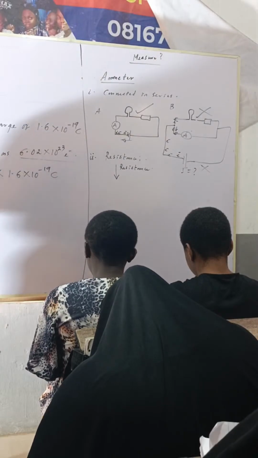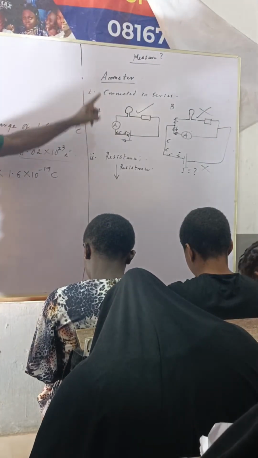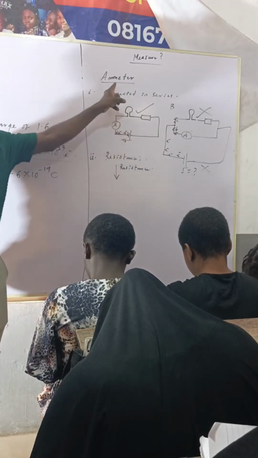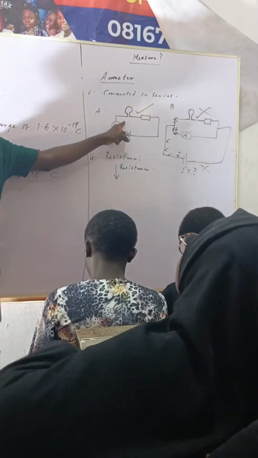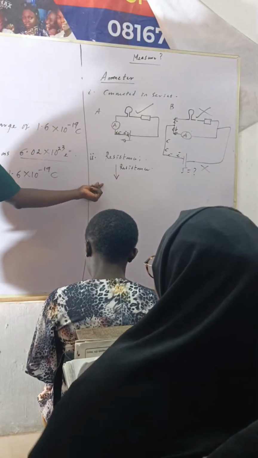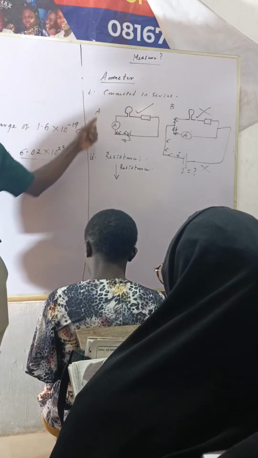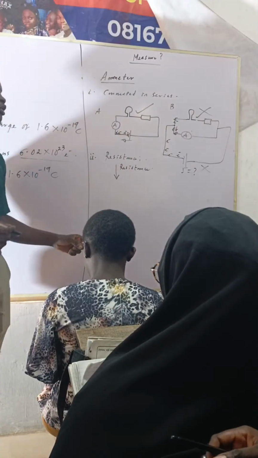Is that okay? These are questions they can ask you about the ammeter. First thing is, what is the ammeter used for? It is used to measure electric current. Abi, the resistance of an ammeter, should it be high or low? It should be low. Why is it to be low? So that the current can flow easily, since resistance is opposition to the flow of current.